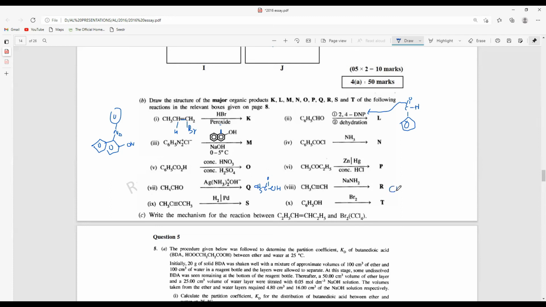So there will be CH3, carbon, triple bond, another carbon, Na. So there will be Na plus, C minus. Okay. But don't forget, don't write it like this, okay? C-Na, plus minus.